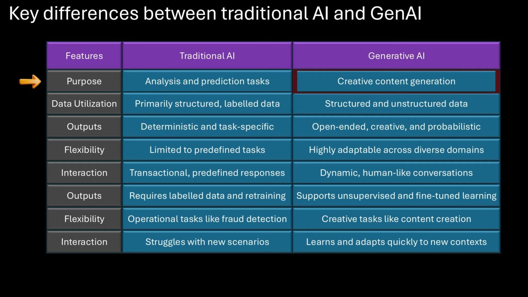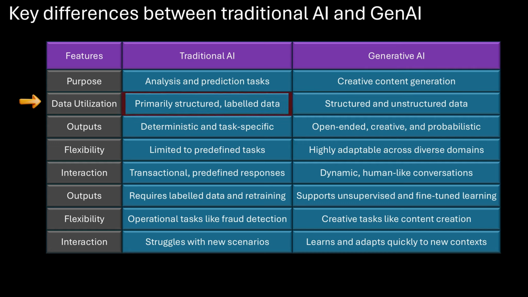On the other hand, generative AI is designed to create new content such as text, images, or code. It learns from existing data to generate outputs that resemble human creativity. For example, generative AI can draft an email or generate an original image based on a text prompt.